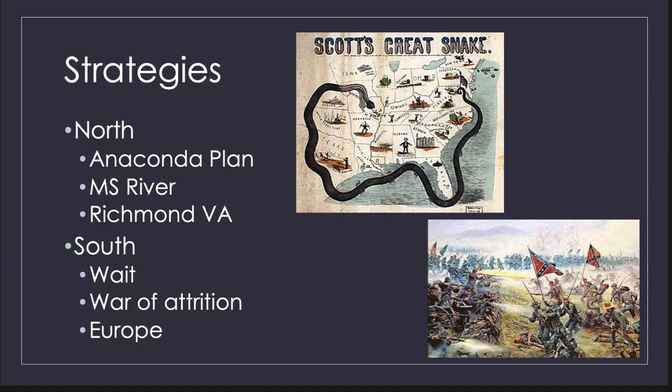The strategy of the South was to lie in wait, which, I mean, it depends on how you look at battle history and what you support, but their strategy was to kind of just wait for the North to attack, let them exercise their resources to come to us, and then we'll fight them on our own home turf.